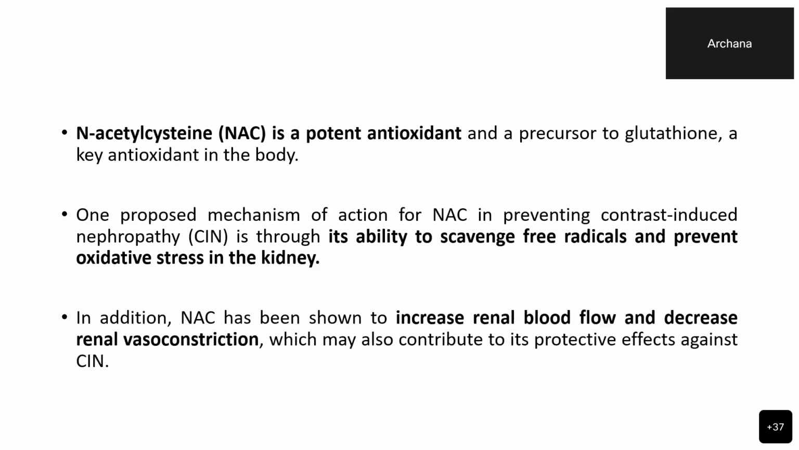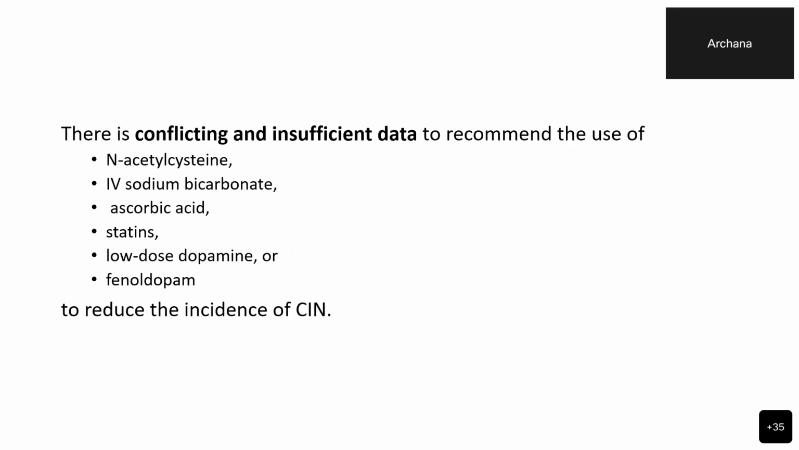N-acetylcysteine is a potent antioxidant and a precursor of glutathione. It prevents contrast-induced nephropathy through its ability to scavenge free radicals and prevent oxidative stress in the kidney. In addition, N-acetylcysteine has been shown to increase renal blood flow and decrease renal vasoconstriction, which contributes to its protective effects. But there is conflicting and insufficient data to recommend the use of N-acetylcysteine, IV sodium bicarbonate, ascorbic acid, statins, low-dose dopamine or fenoldopam to reduce the incidence of CIN.